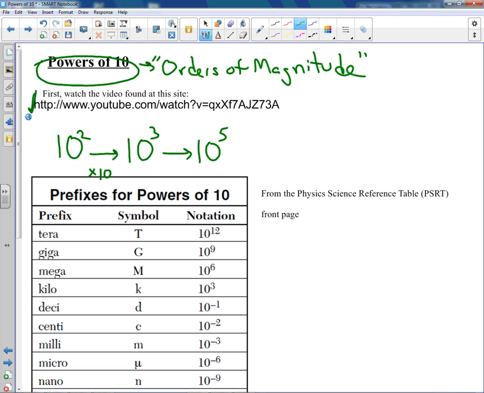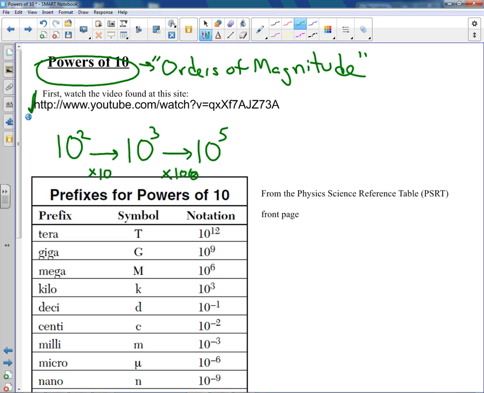Going from 10 to the third to 10 to the fifth, that's 10 times 10 greater, because you go from the third to the fourth, and then from the fourth to the fifth. This is 100 times greater. Hopefully you can see that increasing by a power of 10 or an order of magnitude has a dramatic effect.